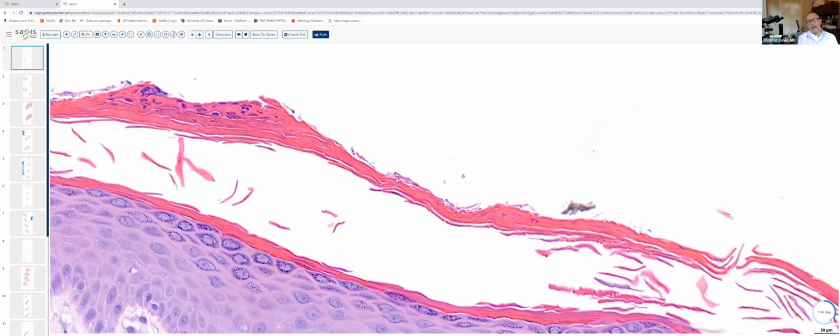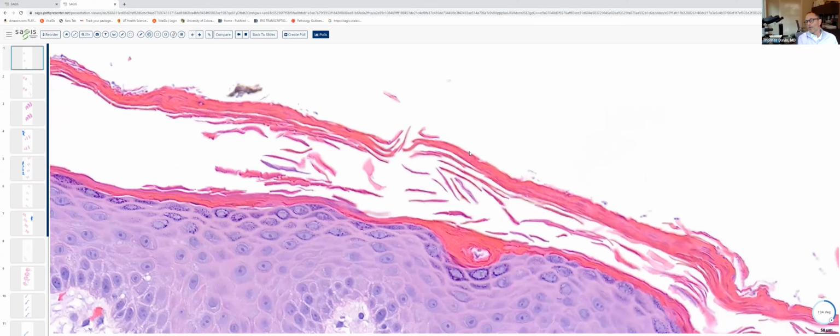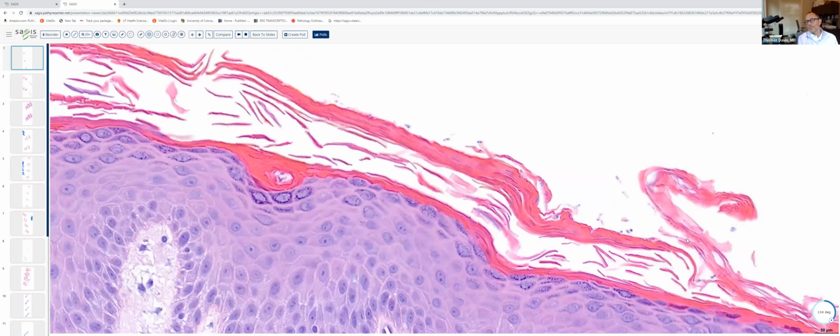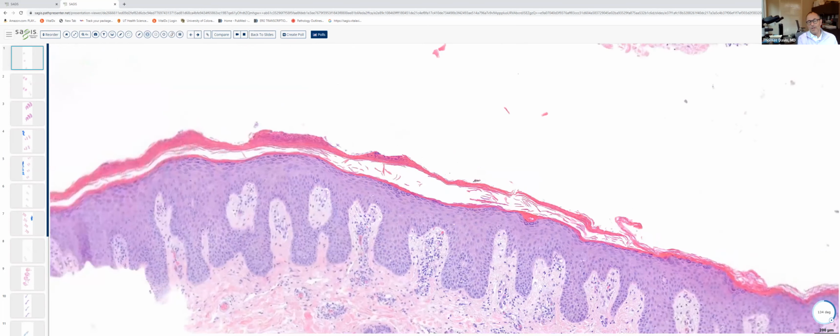There were several hyphal elements, fungal elements, some cut in cross-section, some cut longitudinally. I'm going to move over a little here because in some of these areas, you could see clearly septate hyphal elements within the stratum corneum. And so this is an example of dermatophytosis.